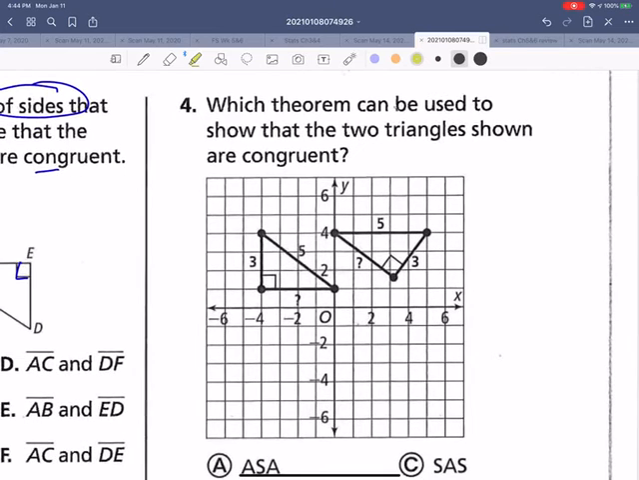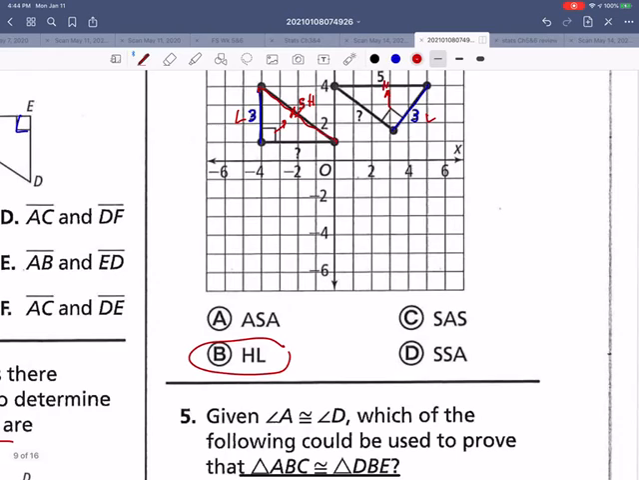What do we got here? It looks like they kind of spun this thing around a little bit. Which theorem can be used to show the two triangles are congruent? Okay, so let's see what we got. This is 3, right? Now I'm going to look for this one is 3. That's nice, okay? This one is 5. All right, that's the hypotenuse, the side opposite the right angle. And this one's 5. Okay, so the hypotenuses match and the legs match. So that's going to be hypotenuse leg, right?